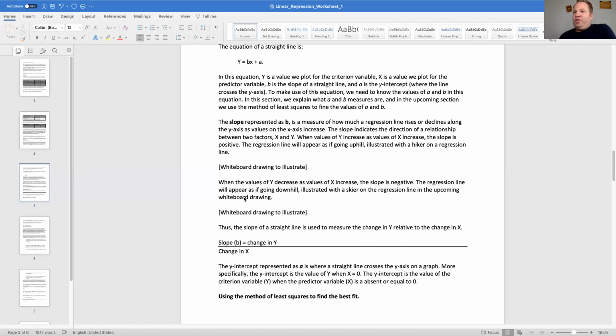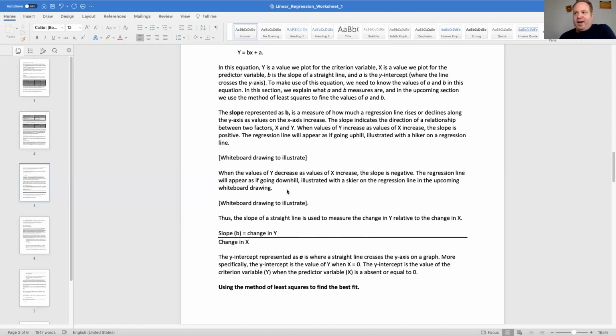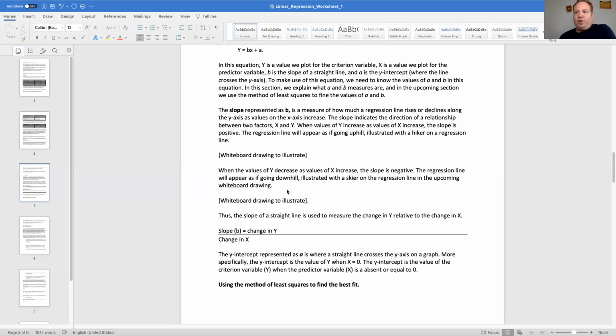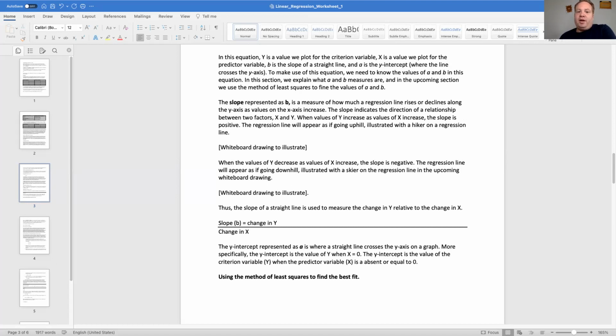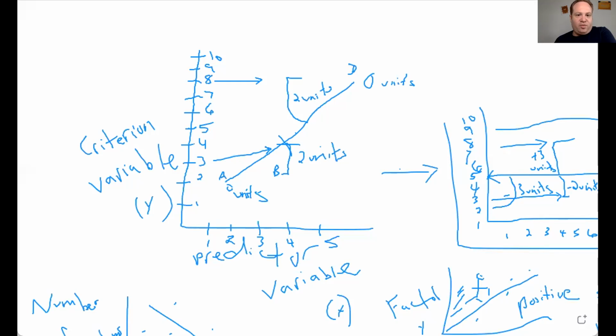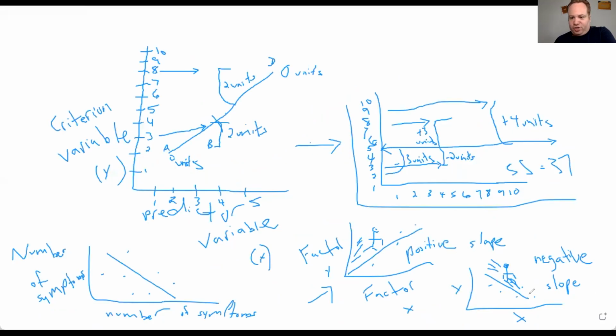So when the values of y decrease as the values of x increase, the slope is negative. The regression line will appear as if going downhill, illustrated with a skier on the regression line in the upcoming whiteboard drawing. And that whiteboard drawing for our negative slope looks kind of like this one right here. Let's make that big for everybody. This one, here's your skier on the negative slope.